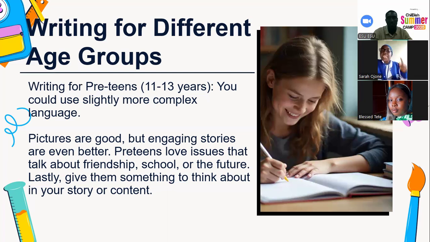Now, lastly, give them something to think about in your story. Unlike a child that will only want to look at the picture and pass, the preteen will want to think about something. Let them think about the girl that fell at the well. Let them think about the boy that ran in the class easily. Let them think about the light that came when it was not supposed to. Right? So if it's a preteen that you're writing for, don't let it be too simple for them. Allow them to think also on the part of your content for the story.